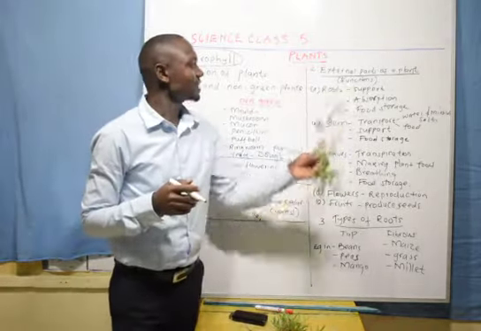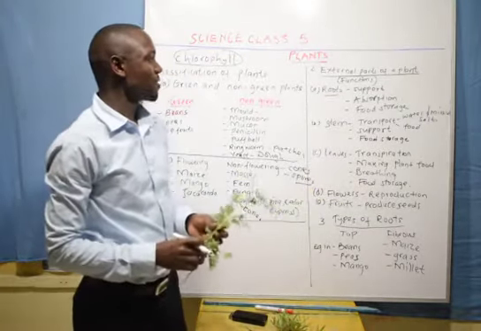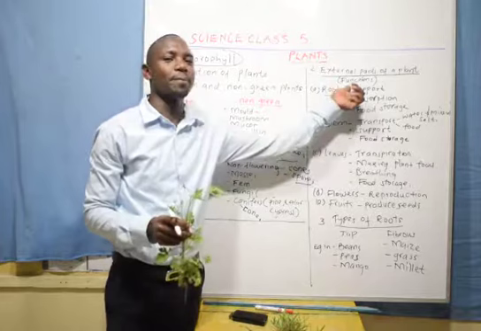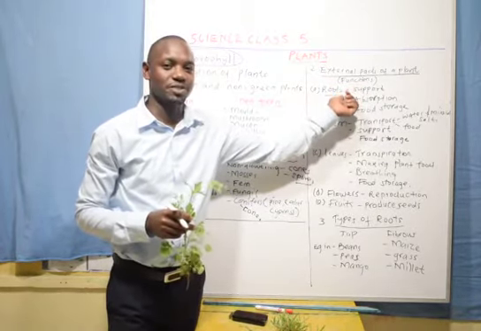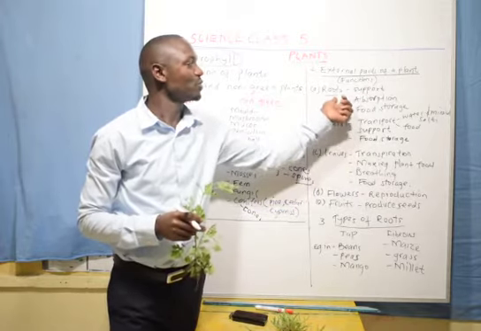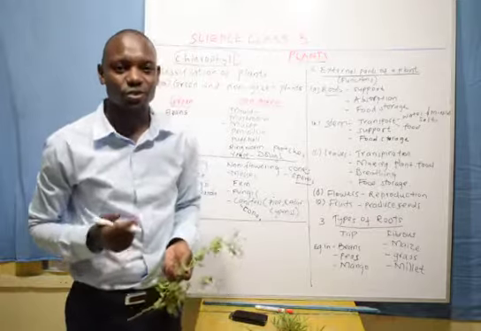When we look at the functions, we start with the function of the roots. Roots perform the main function, that is to support the plant firmly in the soil. Without the roots, the plant will not be firm. Another function of the root is absorption. The roots absorb water and the mineral salts from the soil.